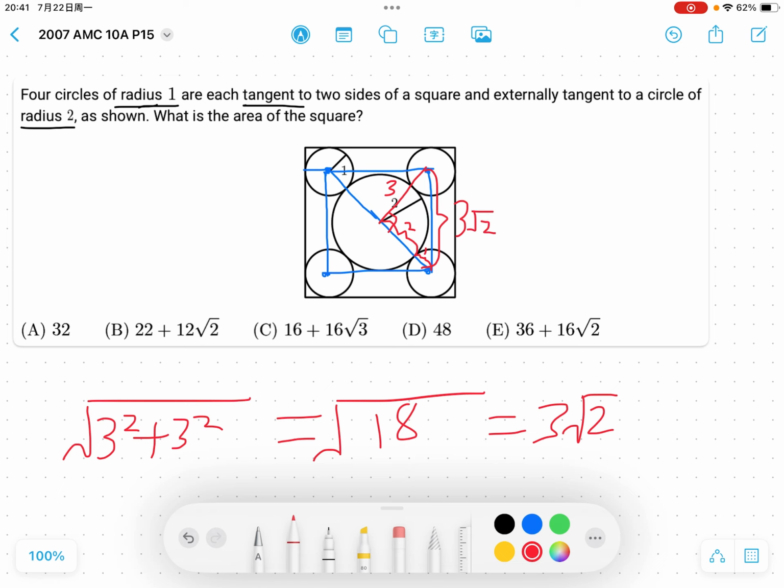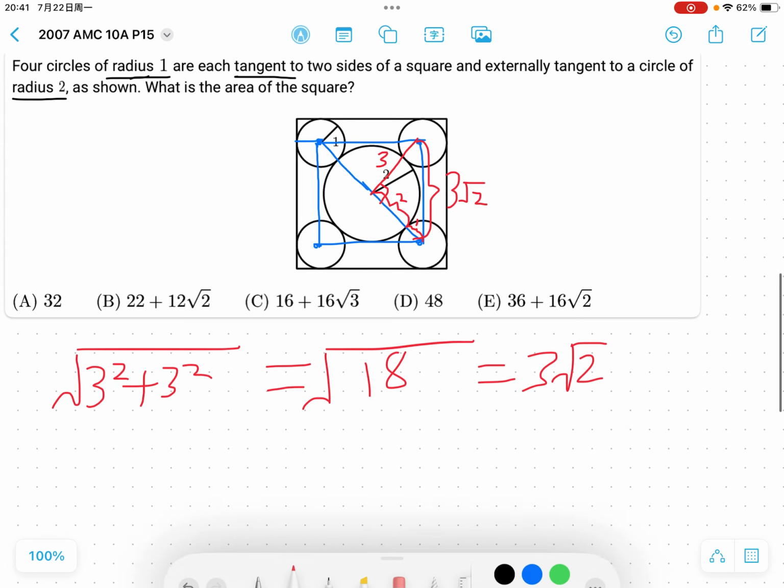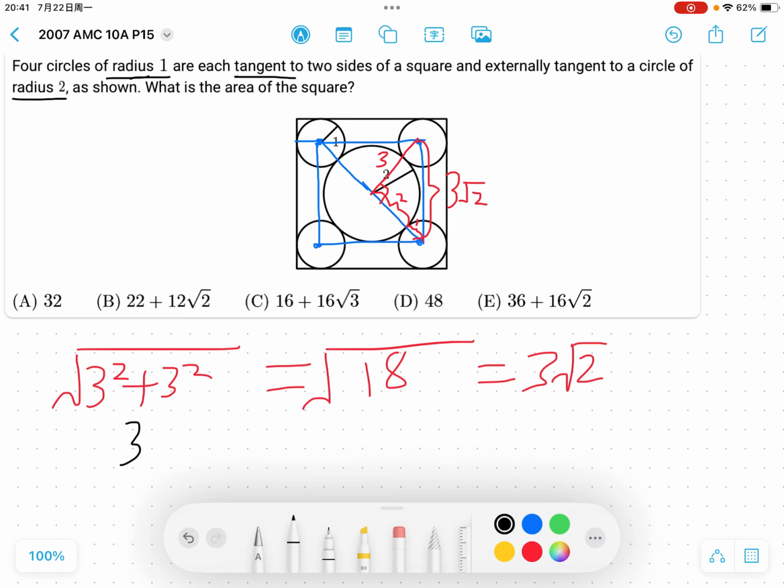So the side length of the large square is going to be 3 root 2 plus 2. So yay, we're done with the problem. Well, not quite. We're not actually done because it says what is the area of the square, so we have to square this value because it's a side length.